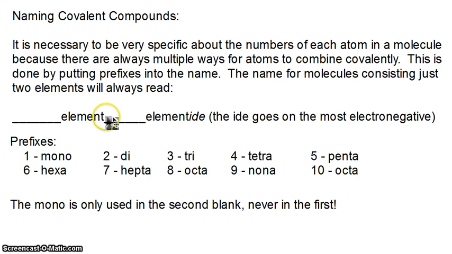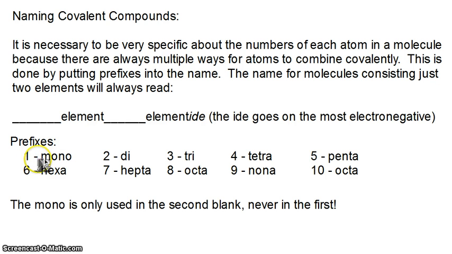So when we're naming them, the way we name it is with a prefix, that's what this blank stands for, and the name of the first or least electronegative element, and then another prefix, and then the name, or at least the beginning of the name, of the most electronegative of the two, and then it ends in "ide." So in some ways they sound like ionic names because they end in "ide" again.